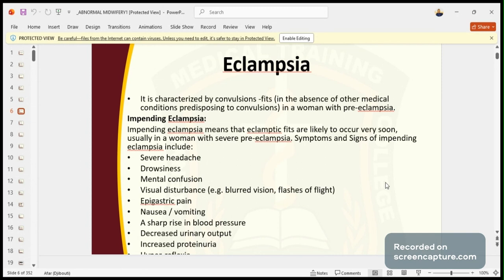One, severe headache. So the headache is now very, very prominent. And then drowsiness, very sleepy. The mother tends to be so tired and sleepy. Mental confusion. Sometimes they even forget where they put their plates when they're in the ward.